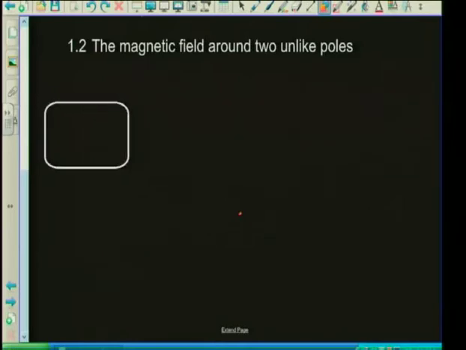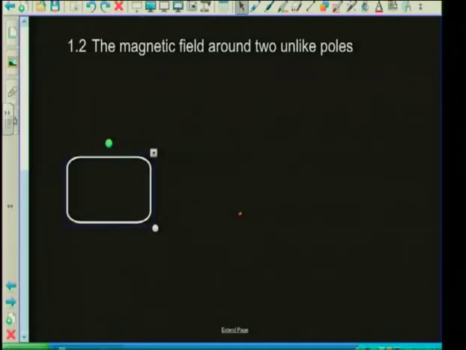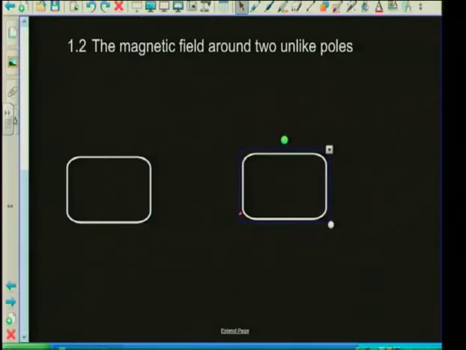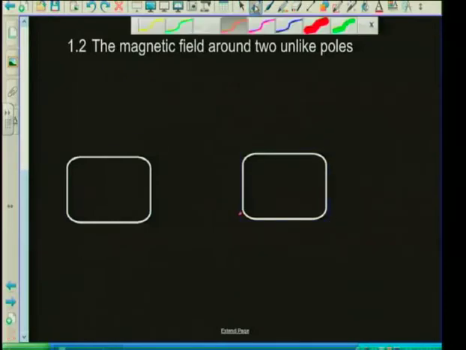So let's draw. Let's make that my first. Okay, that's too high up, but we'll move it now. Let's just move it over here, and we'll make another one. There we go. So here are my two magnets, and the first one is two like poles, so let's make it two north poles.